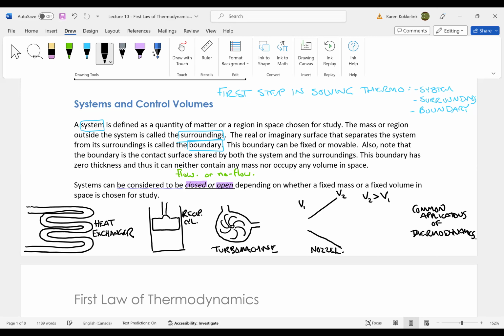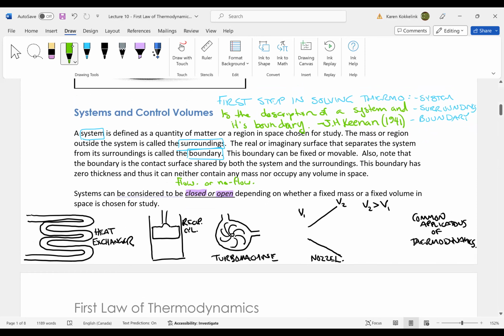Okay, so what we have to remember is the first step in solving a thermodynamics problem is the description of a system and its boundaries. Boundary. And a scientist named J.H. Keenan, not so long ago, around 1941, said this. That's your parents' or grandparents' time. My parents' time, maybe your grandparents' time.